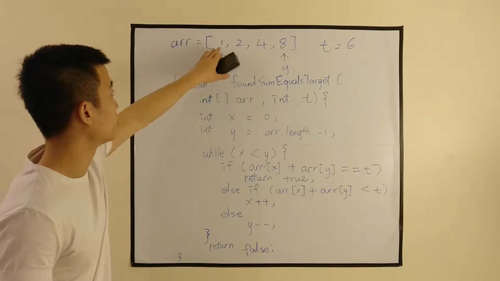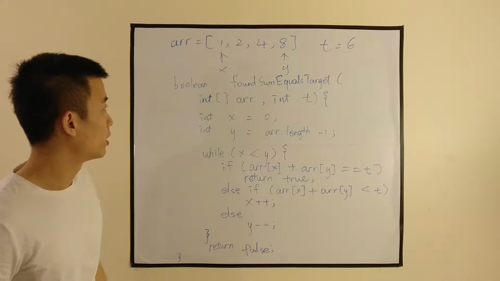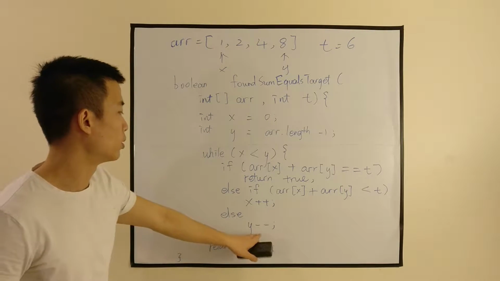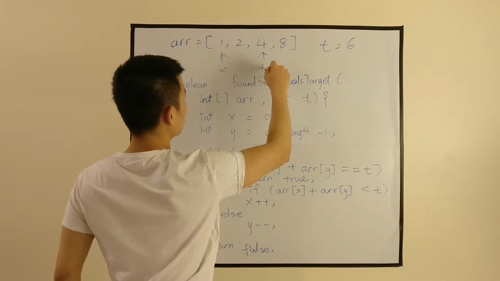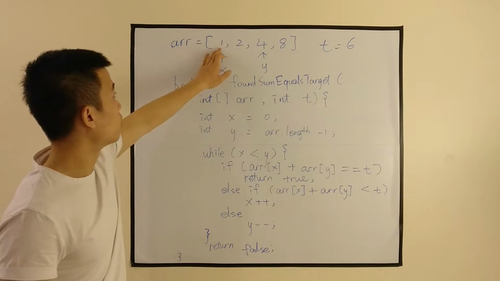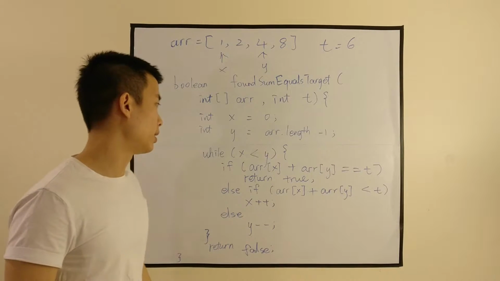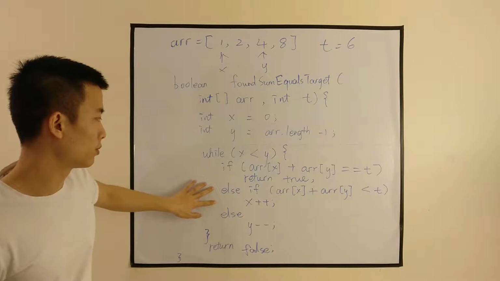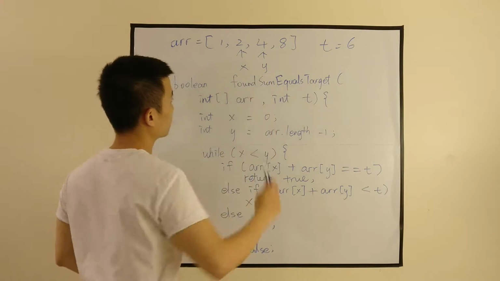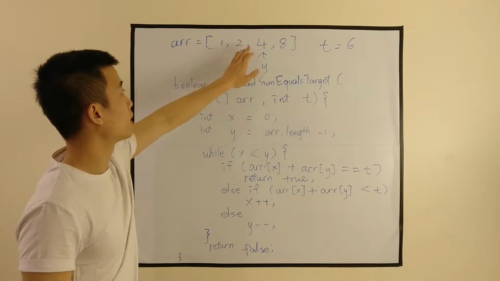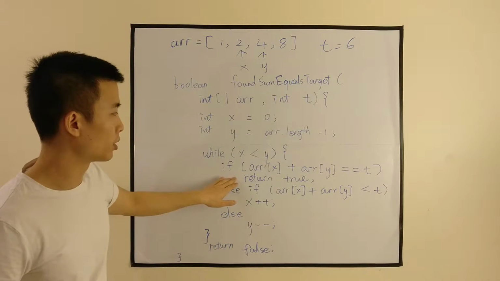In this case, the sum 1 plus 8 is actually larger than 6. We're going to decrement y. In this case, 1 plus 4 is equal to 5, and it's actually smaller than the target t, and it meets this condition. We're going to increment x. And 2 plus 4 is actually equal to the target t, which is 6, and we're going to return true.